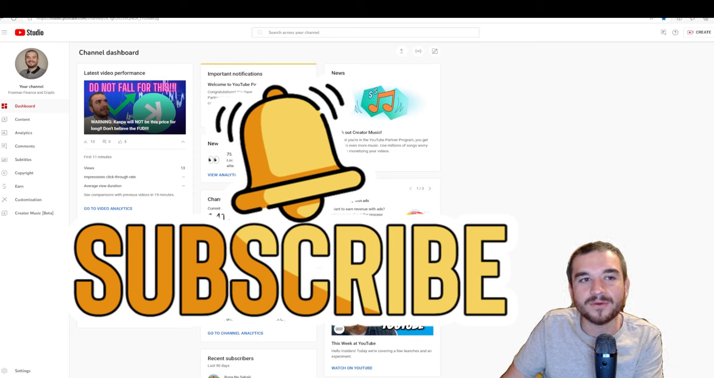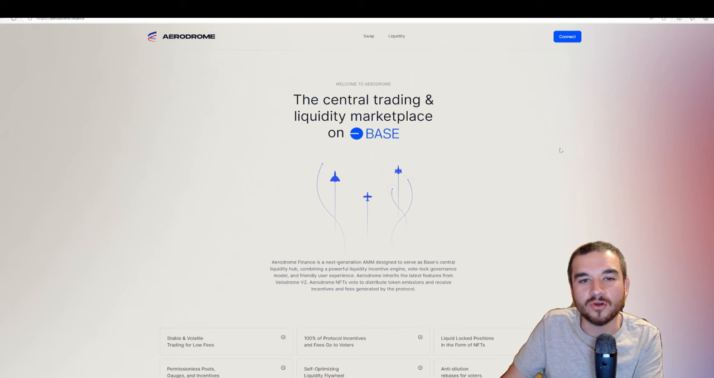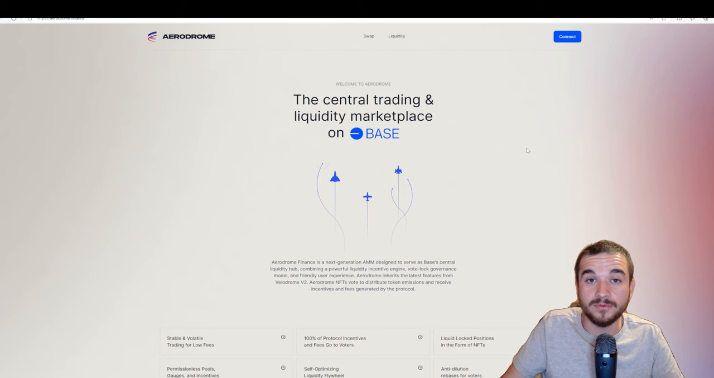But without further ado, let's get into Aerodrome Finance. So Aerodrome Finance is the leading decentralized exchange on Base. If you've heard of Aerodrome before, that's maybe because you heard of Velodrome Finance. Velodrome is the leading decentralized exchange on Optimism, which is also a layer 2 built on Ethereum, such as Base.